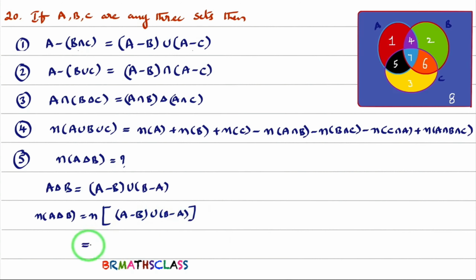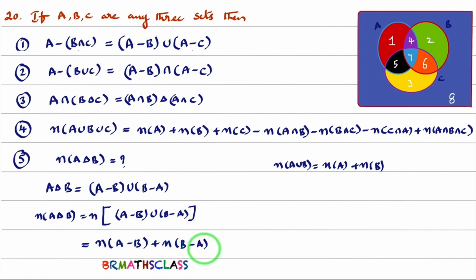Okay. You observe A minus B, B minus A. A minus B means 1, 5. B minus A means 2, 6. They are disjoint. There is no common region for A minus B and B minus A. We already discussed earlier, A minus B and B minus A are disjoint. We know this formula, just recently we learned: n of A union B is n of A plus n of B if A and B are disjoint. So here it can be written as n of A minus B plus n of B minus A. Okay, we can write like this.